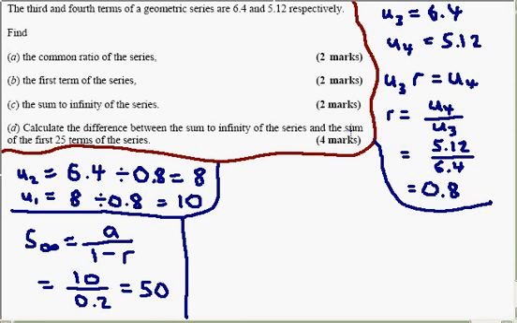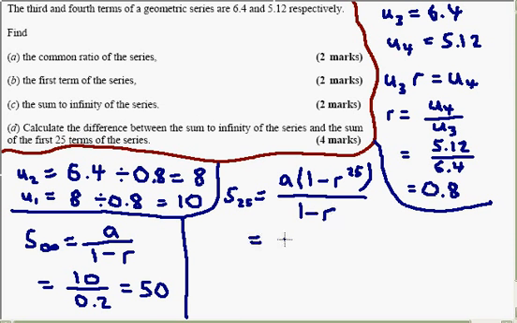The last 4 marks asks us to calculate the difference between the sum to infinity of the series and the sum of the first 25 terms of the series. Now we have the sum to infinity already, so what we need is the sum of the first 25 terms, S25. You will find this in your formula booklet as well. It's A, the first term, times 1 minus R to the power of 25, in the formula booklet it will say N, on the bottom, 1 minus R.